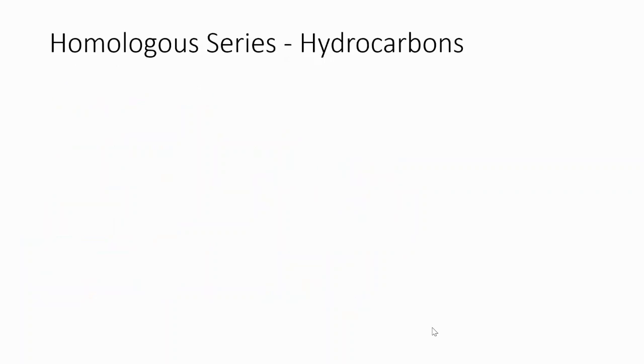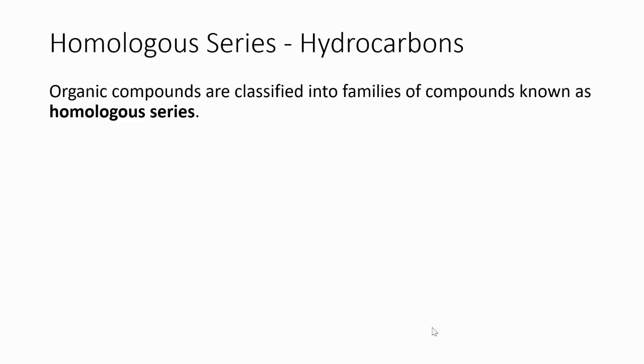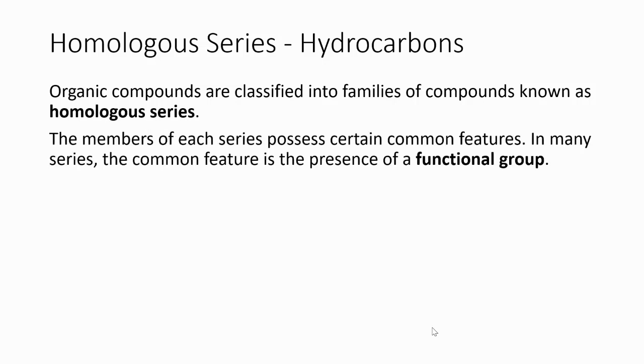So, to talk about hydrocarbons, we first need to identify this term homologous series. Organic compounds are classified into families of compounds known as homologous series. The members of each series possess certain features that are common, and in many series, the common feature is the presence of a functional group.